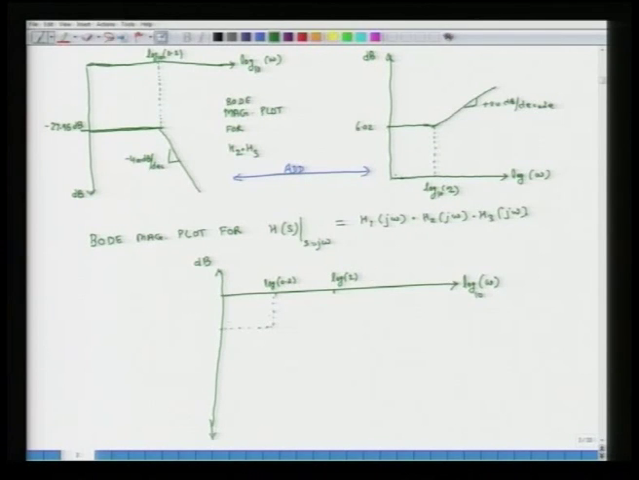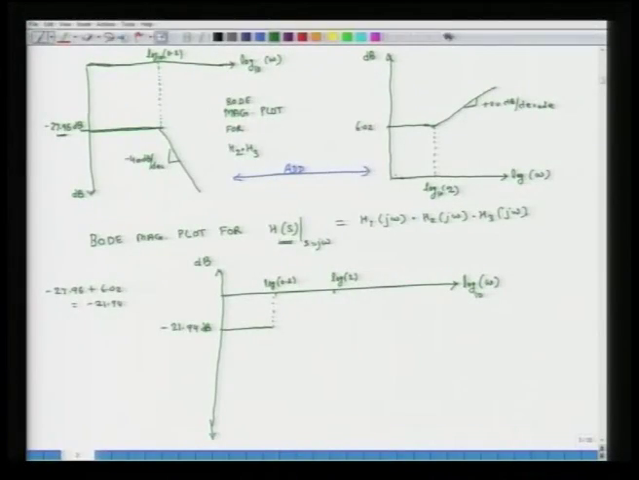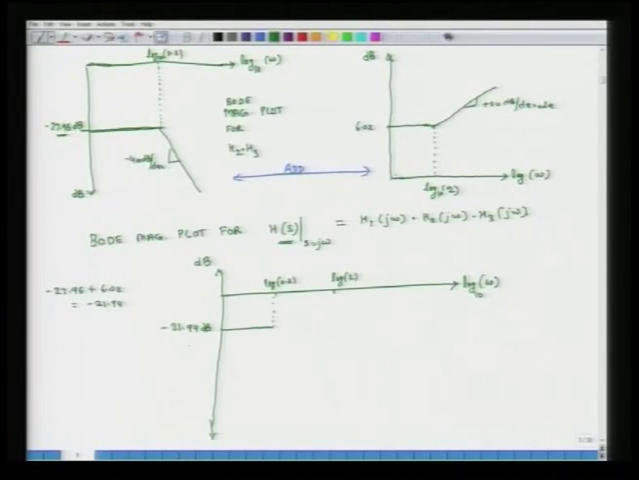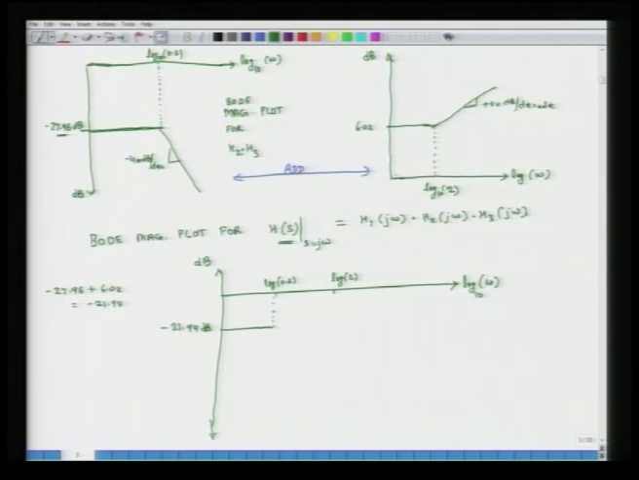So my first segment of the line will be something like this, and this is minus 21.94. Now, how did I get this 21.94? Essentially, it is minus 27.96, which is this number, plus 6.02 equals minus 21.94 decibels. So the response curve for a system represented by this transfer function H is essentially a constant horizontal line, which is minus 21.94 decibels away from the horizontal axis up to an angular frequency of 0.2.